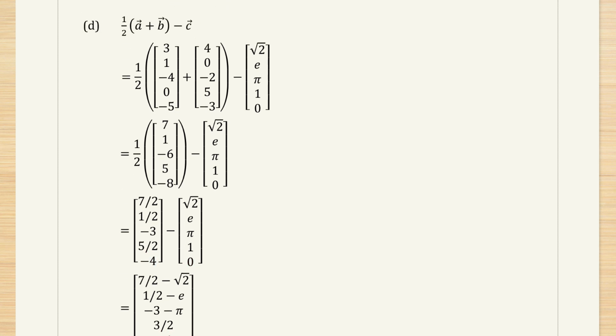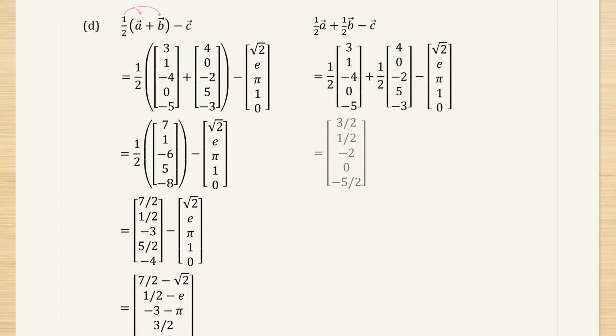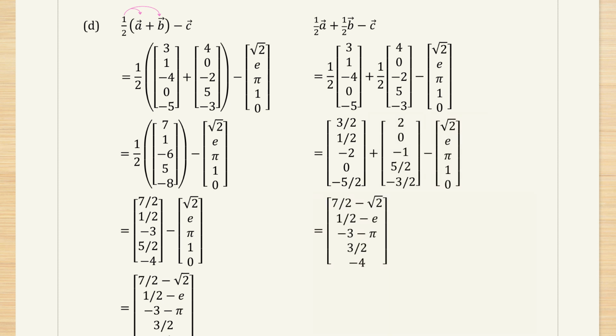Another way of solving this question is to distribute that half into the brackets. We get half a plus half b minus c. We multiply half into each component of a, then we multiply half into each component of b. Then we add and subtract these vectors.